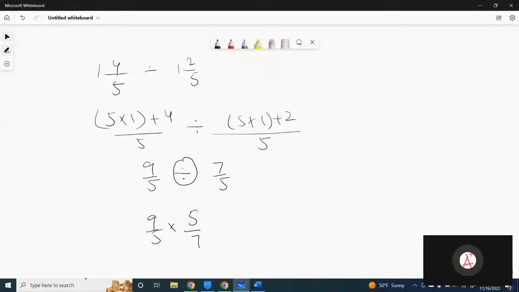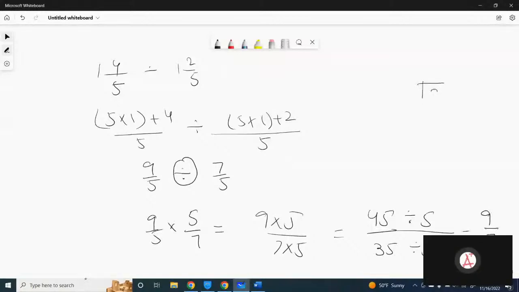You can just do numerator times numerator and denominator times denominator. 9 times 5 is 45 and 7 times 5 is 35. You can divide them by 5 later because you know that you have a common number that can divide both numerator and denominator. It would be 5 times 9 is 45, 5 times 7 is 35. Divide 9 by 7. 7 times 1 is 7 and it would be 1 whole 2 over 7. Got it, everyone?